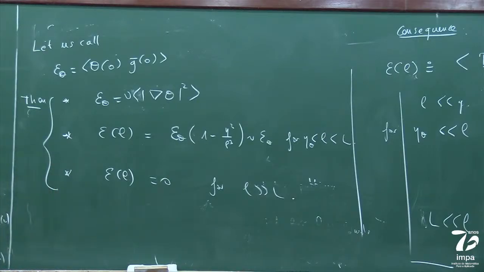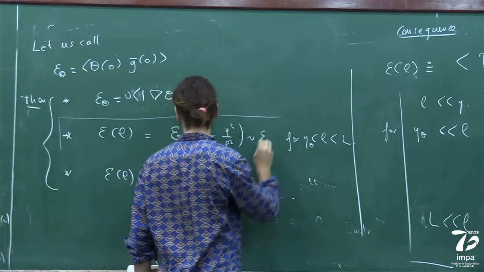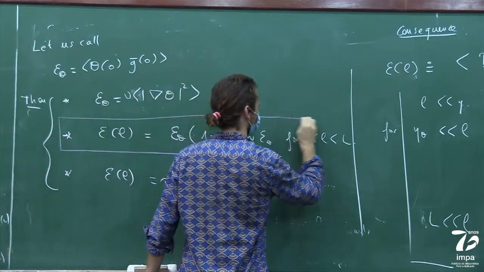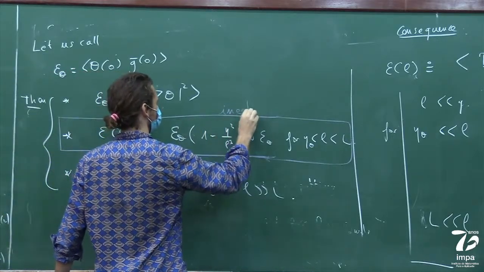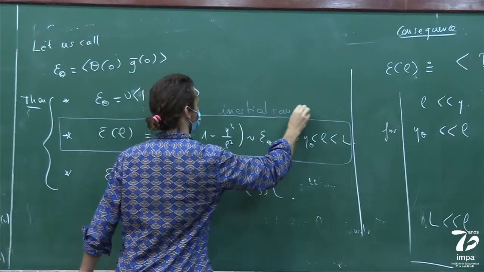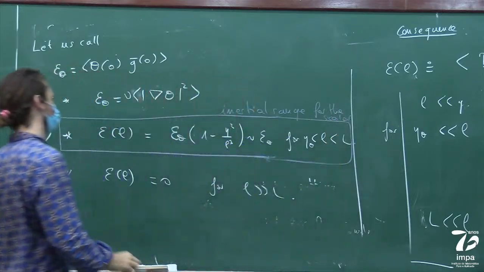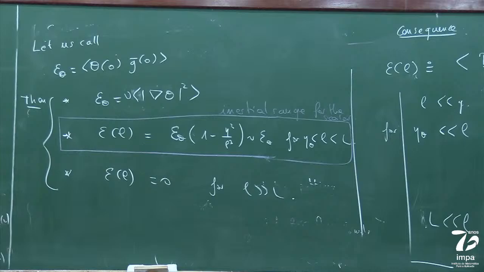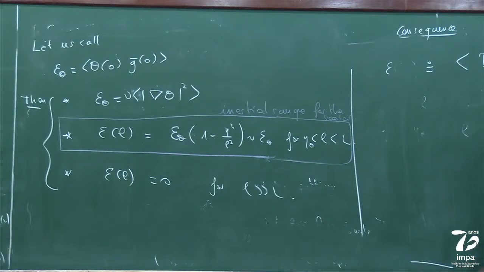Okay, so this means that this range here is the inertial range for the scalar. To be fully exhaustive, we need to also specify what epsilon L is in a general way.